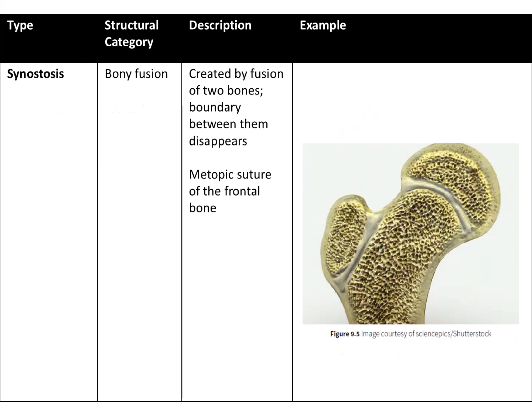A synostosis refers to two bones that are joined by a bony fusion. The prefix syn means together, and ostosis refers to bone. So essentially, the term synostosis means a bone holding two bones together. Examples include the metopic suture of the frontal bone, as mentioned earlier, and the formation of the epiphyseal line that fuses the diaphysis of the long bone with the epiphysis.